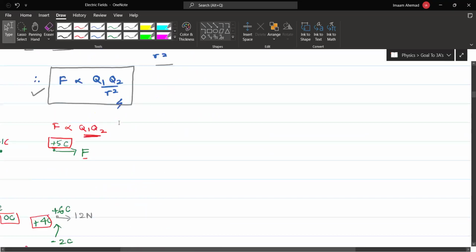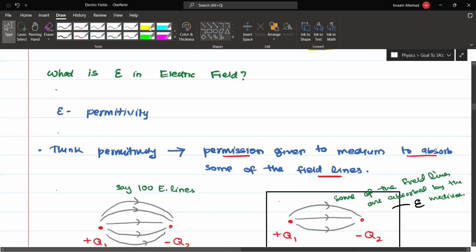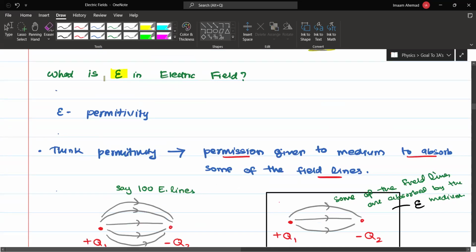So let's come over here. We came across this symbol, right? Epsilon. What is this in electric field? We know that it is permittivity. Okay, we know it is permittivity. But we have to understand what is permittivity.